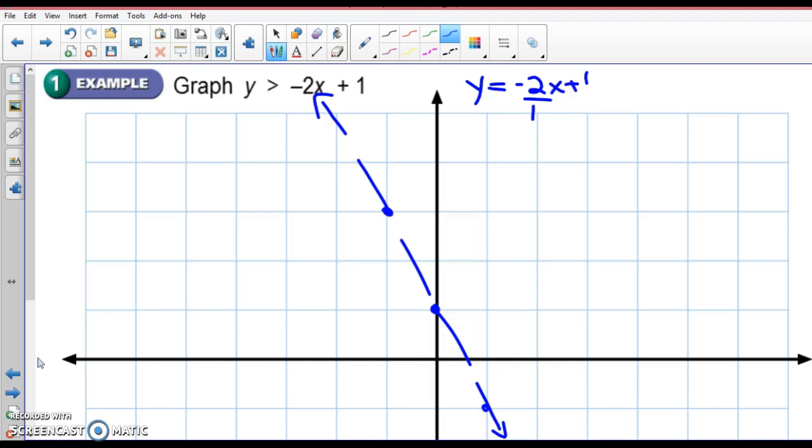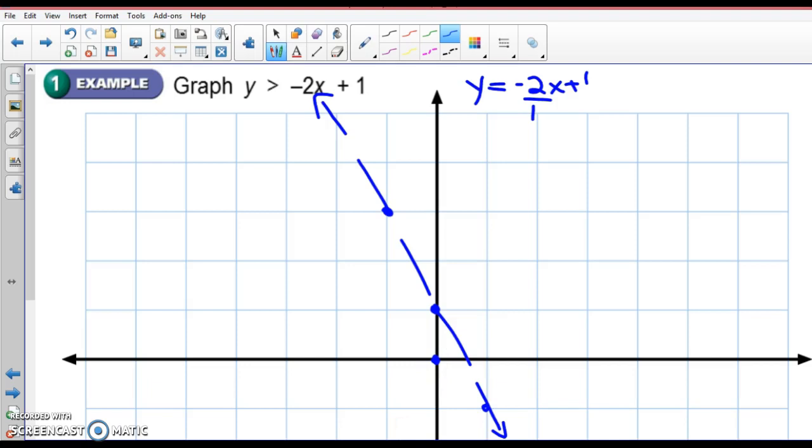Now, if we go by Warzonik, he's saying that the shading is going to be up here, because here's our y-intercept, it's greater than, we're going to go up. I am old school. I like to test a point. So, you know what point I like to test?